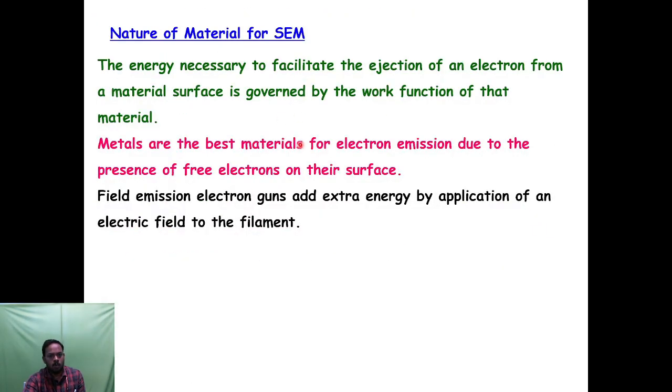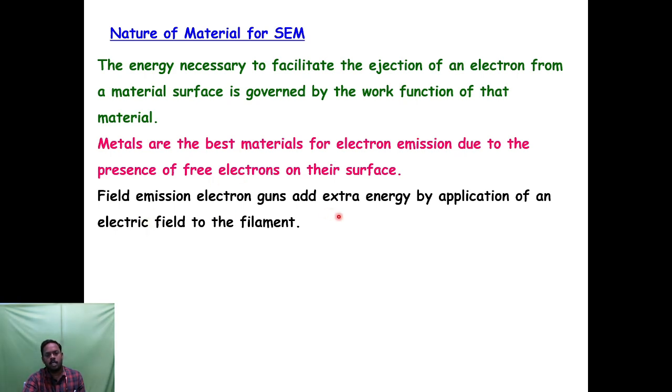What is the prerequisite for the material to be analyzed using scanning electron microscopy? The energy necessary to facilitate the ejection of electrons from the material surface is governed purely by the work function of that material. A material having less work function will be useful for the facile ejection of the electron. So in that aspect, we can use metals as the best materials for electron emission due to the presence of free electrons on their surface.